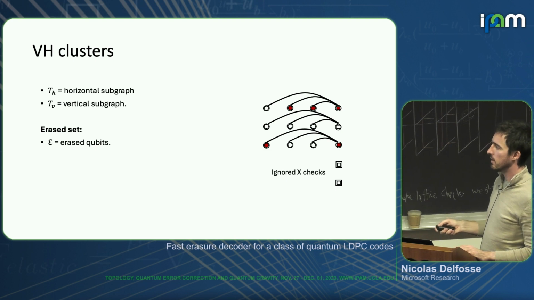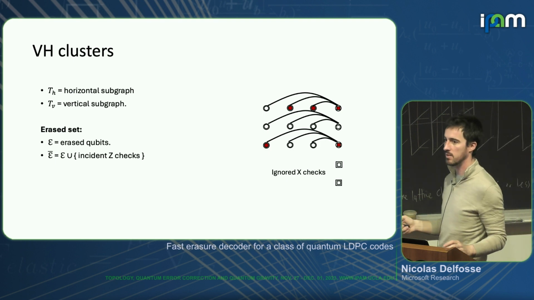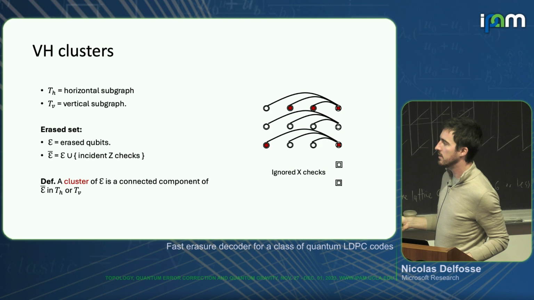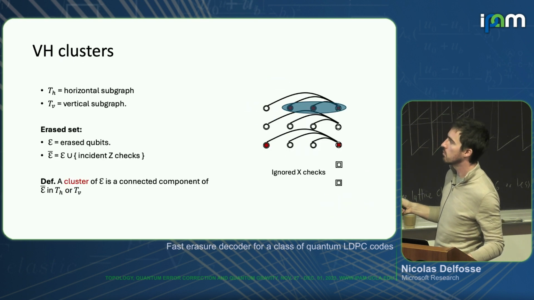And we are going to define our set of erased qubits. Here they are in red. There are 3 erased qubits and 2 checks. And we are going to define E bar as adding the checks incident to erased qubits. So we look at erased qubits and incident checks. And this set is a subset of vertices in a graph. We are going to define clusters as connected components in this graph. So here I have 2 clusters, one here and one with these 2 vertices. So this is one cluster.